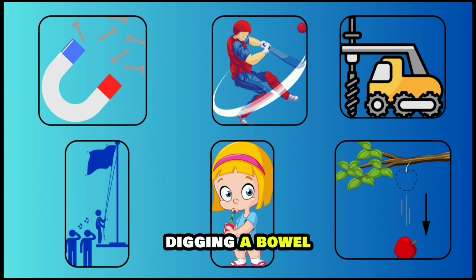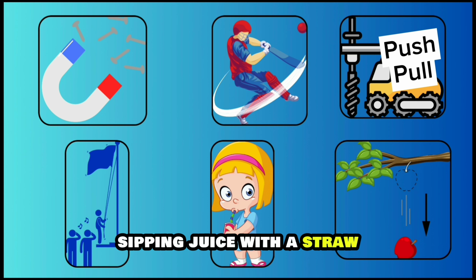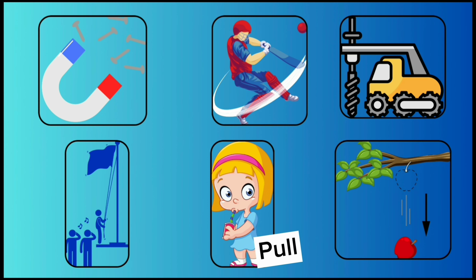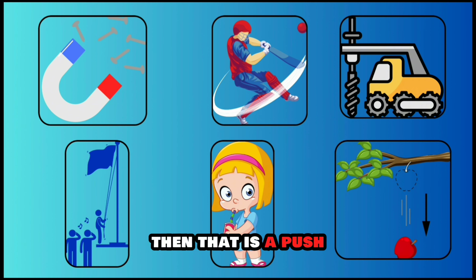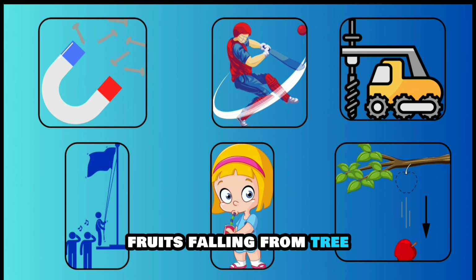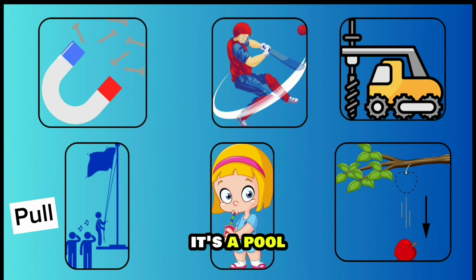Digging a bowl, here a push and pull are involved. Sipping juice with a straw is purely a pull. A magnet attracting nails is a pull. If the same magnet repels another magnet, then that is a push, remember. Fruits falling from a tree is a pull. Hoisting a flag is a pull.